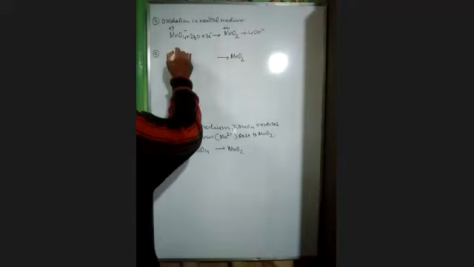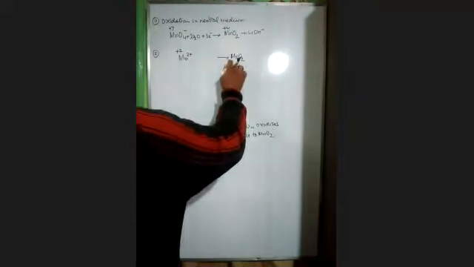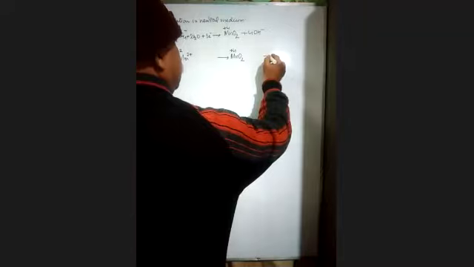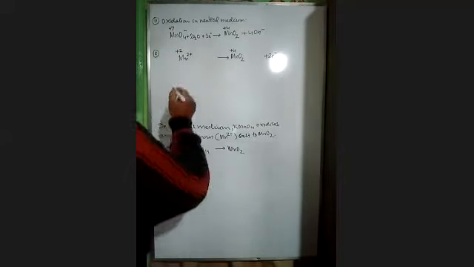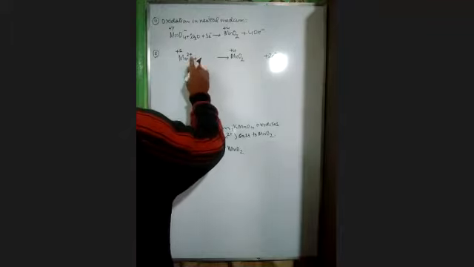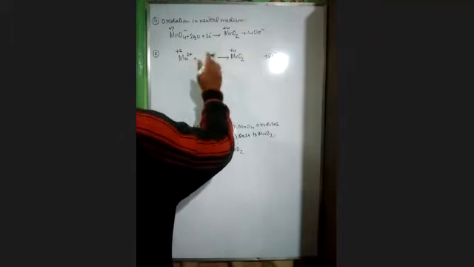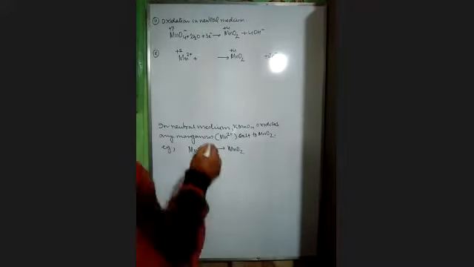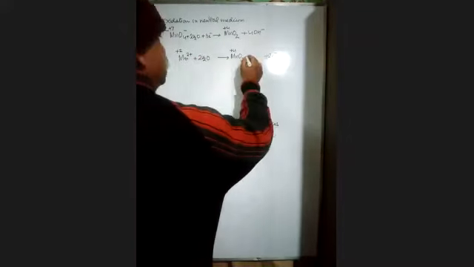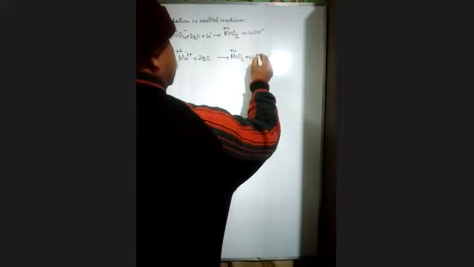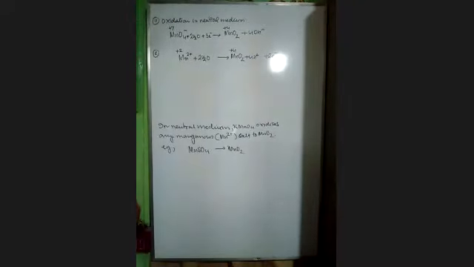This is plus 2, this is plus 4. Now, how many electrons has it lost? 2 electrons. Now, in this case, it is going to gain 2 oxygen. In neutral medium, water can behave both as an acid and as an alkali. So right now here, 2H2O. Here I am going to write 4H plus. Okay.